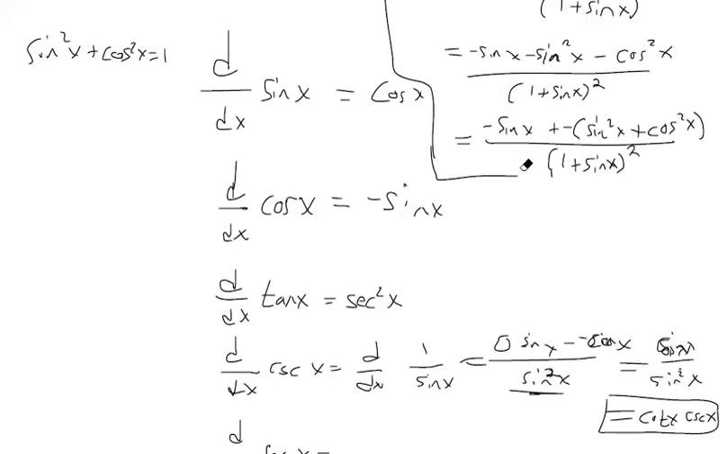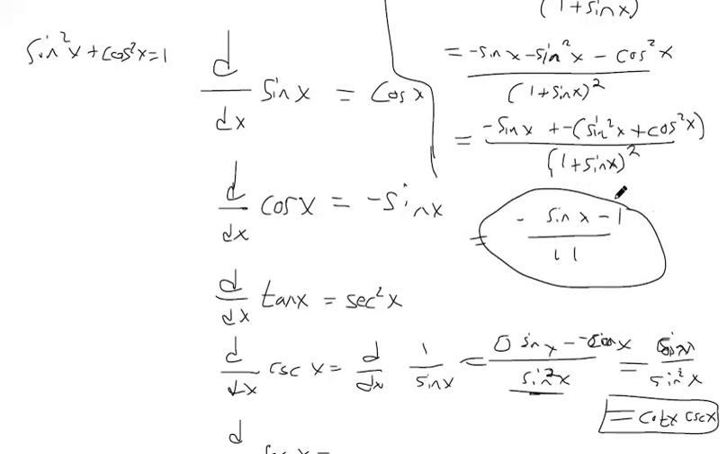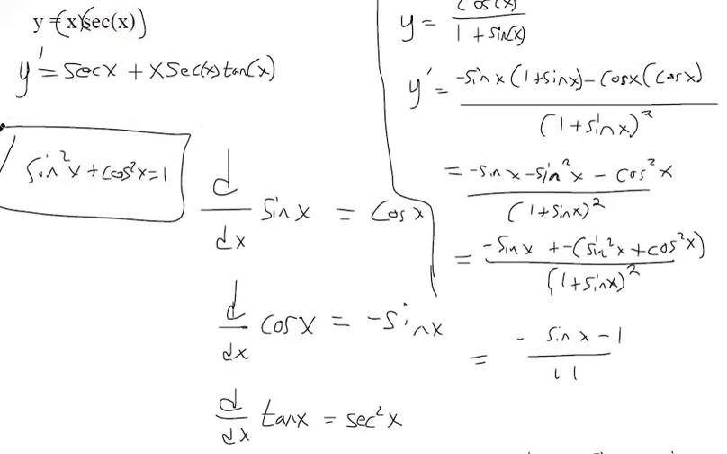Okay, so if we finish that out, that's negative sine of x minus 1 over all that stuff in the denominator. So that's it. That's the fully simplified version. So be on the lookout for that. For sine squared plus cosine squared. That should equal 1.